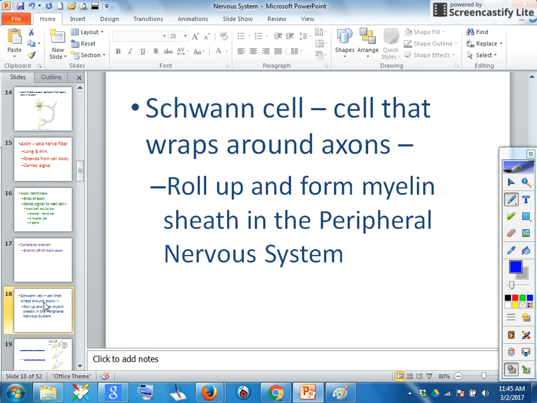Schwann cells. Schwann cells are cells that wrap around the axon. They roll up and form a myelin sheath in the peripheral nervous system. I'll show you a video next that shows you specifically how the Schwann cells form and what difference that makes.